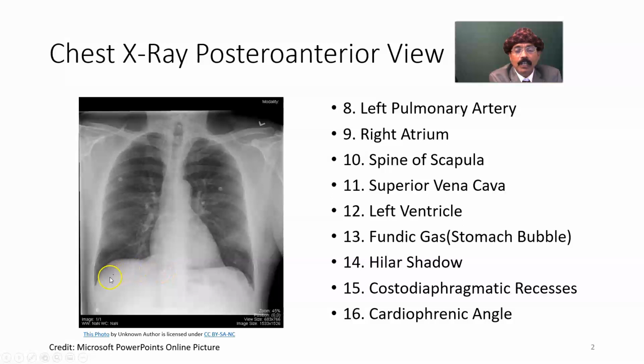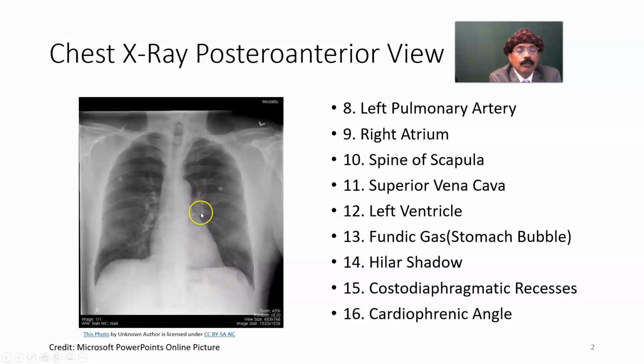Okay, right dome of the diaphragm is a bit above. This is the right costodiaphragmatic recess or costodiaphragmatic angle. This is the left, this is the right cardiophrenic angle. This is the left cardiophrenic angle. We may get a gas shadow here, a dark shadow of the fundic gas. We call it fundic gas or stomach bubble.